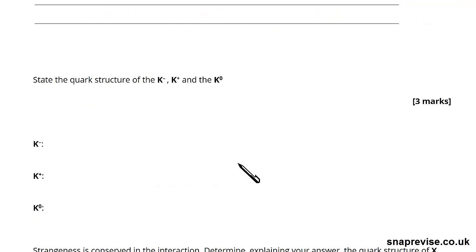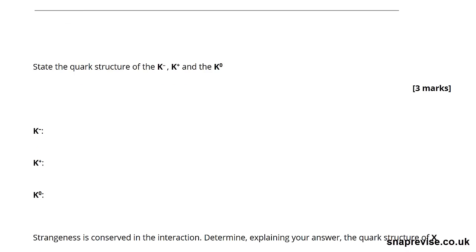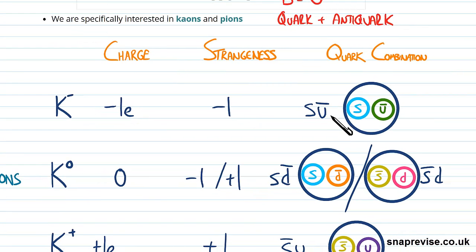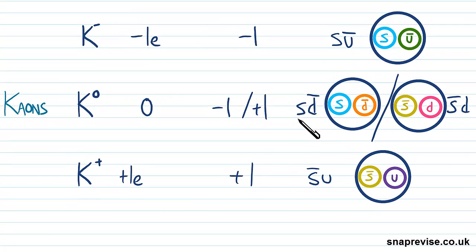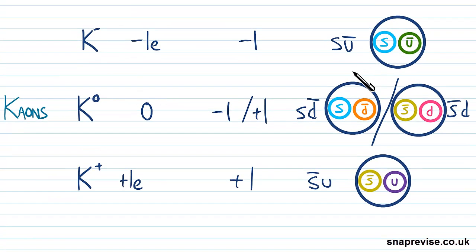The next thing we need to do is just state the quark structure of the K-, the K+, and the K0. For this is unfortunately just something we need to know, and we can know that by knowing the properties of K- and working it out. For instance, we know that the K- is negatively charged, strangeness of -1, and we can just work that out by what we know about quarks, etc. But to be honest, we literally just did that, so let's just go back to what we just found.